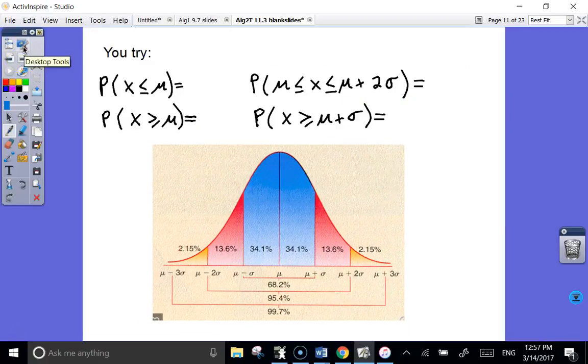Okay, let's try this one. Try to do those 4. Use that same bell curve and see if you can find the probability that x is less than or equal to mu. Again, what does mu represent? The mean, right? What's the probability that x is greater than or equal to the mean? What's the probability that x is between the mean and 2 standard deviations to the right? See if you can peel the percentages off of that.